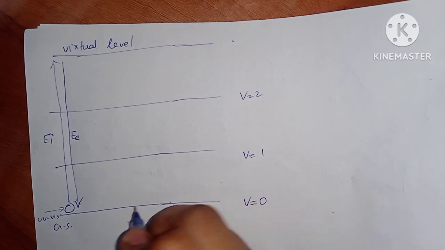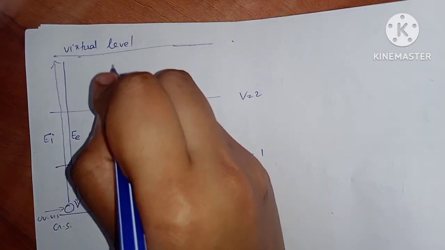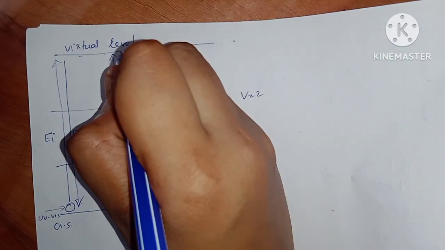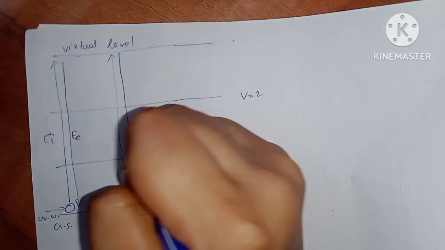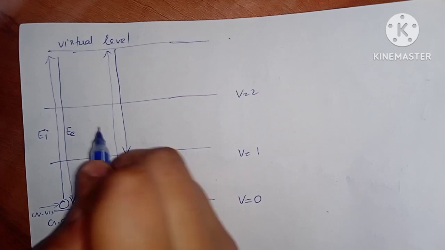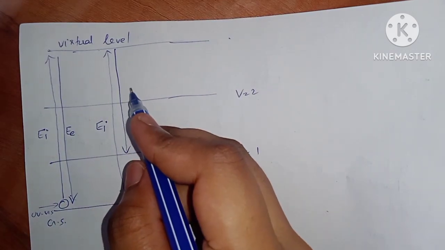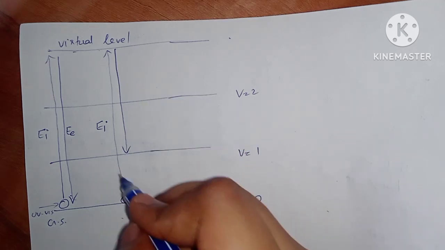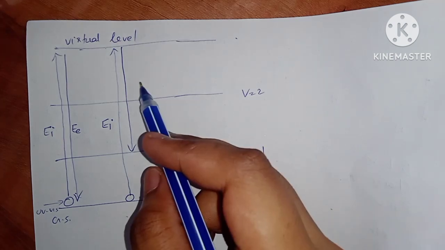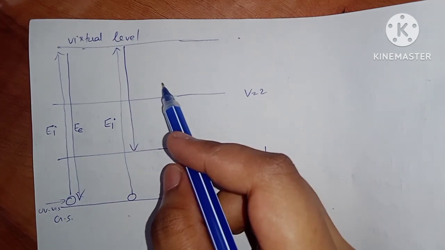Another possibility is that the molecule in the ground state goes to the higher level, and it may jump back not to the same ground state but to one level above. That means it absorbed some radiation, called EI, the incident radiation, and it didn't emit it fully. Some part the molecule absorbed, and only a small part is emitted.